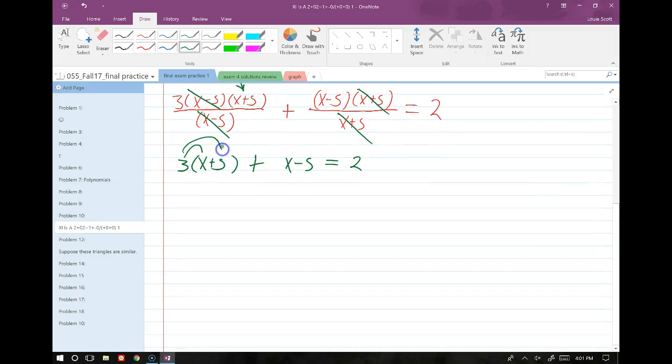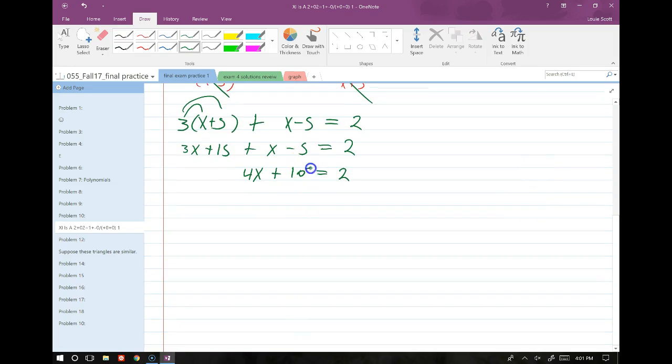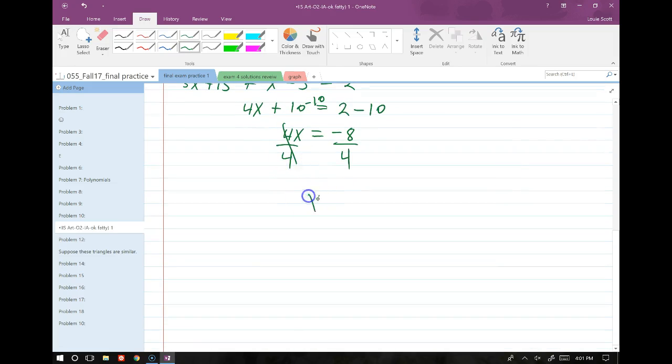Now I'm going to distribute this 3, and I'm going to have 3x plus 15 plus x minus 5 equals 2. So when I combine my like terms, now I have 4x plus 10 equals 2. If I subtract 10 from both sides, I can isolate my x. So now I have 4x equals negative 8. If I divide both sides by 4, then I can see that x must equal negative 2, because negative 8 over 4 is negative 2.